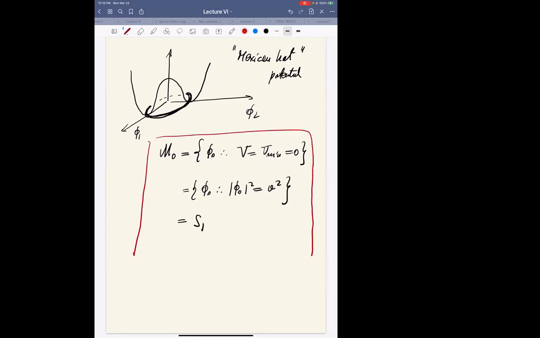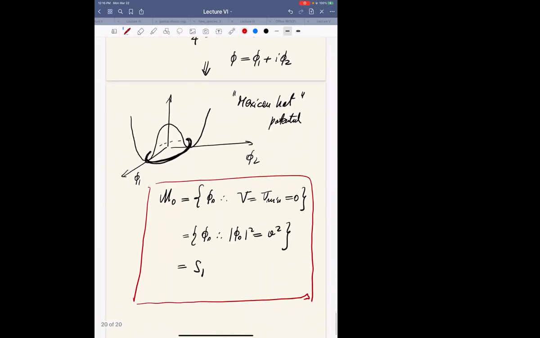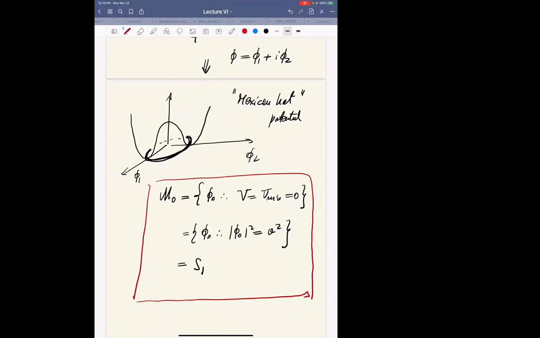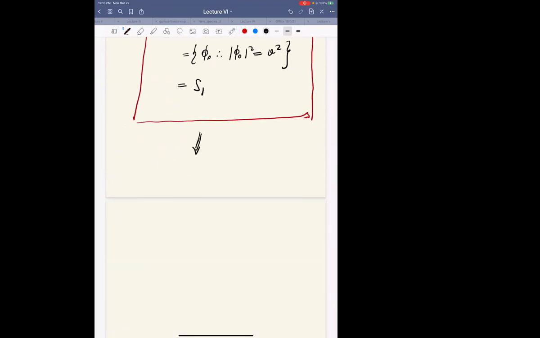The situation now is less trivial. As before, if I work with this field phi, I will run into the same problem as before, as you can imagine. Phi would describe the motion around phi equals zero, which is a local maximum. So I'm forced to choose the right variable. The right variable means that I choose a point on the vacuum manifold. It doesn't matter which point, because of the symmetry.